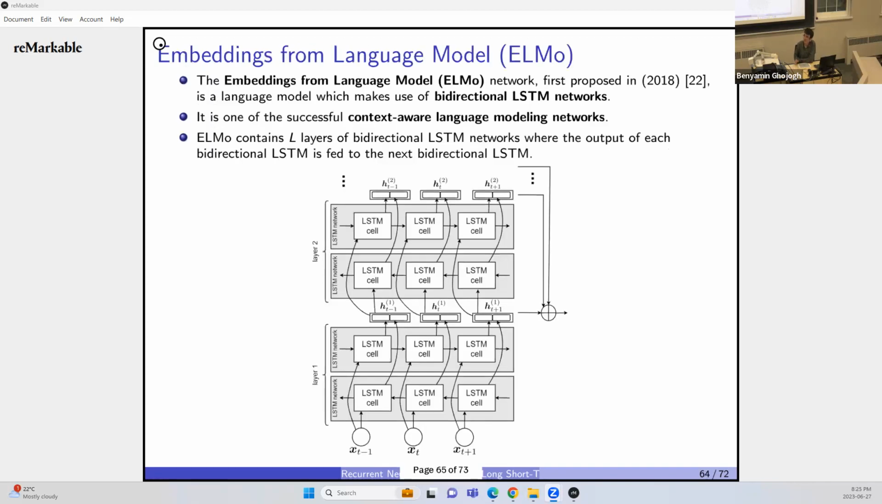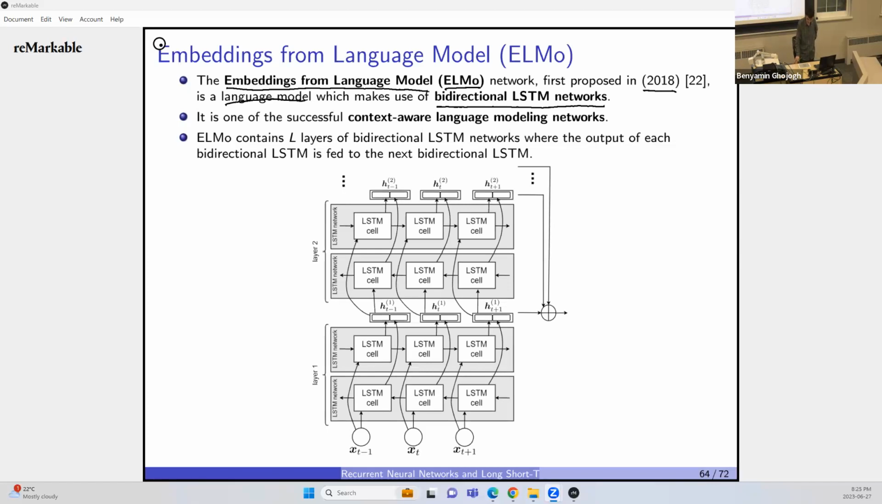Okay, now the next thing is ELMo. ELMo was one of the very important language models in NLP before the attention mechanism. Several years ago, it was one of the state of the art. So what does it do? ELMo is short for embeddings from language model. The ELMo network was first proposed in 2018. Very new. Okay, so it's a language model which makes use of bidirectional LSTM networks.